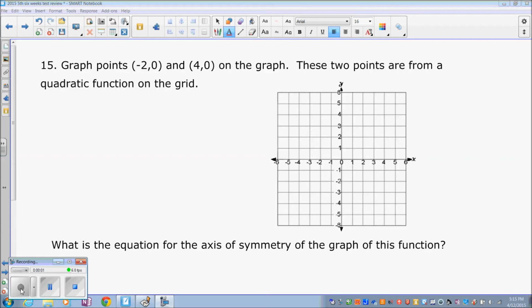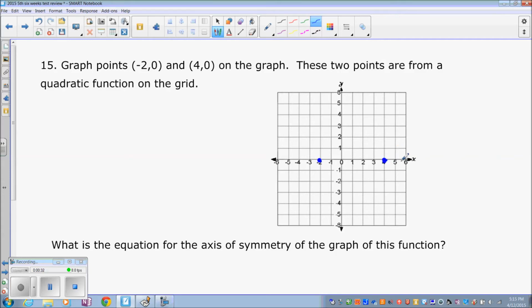Number 15 says graph points -2, 0 and 4, 0 on the graph. These 2 points are from a quadratic function on the grid. What is the equation of the axis of symmetry of the graph of this function? So the first thing I'm going to do, I'm going to graph the 2 points to help me better figure out where the axis of symmetry is. So the first point is -2, 0, so that'd be right here. And the second point is 4 and 0.